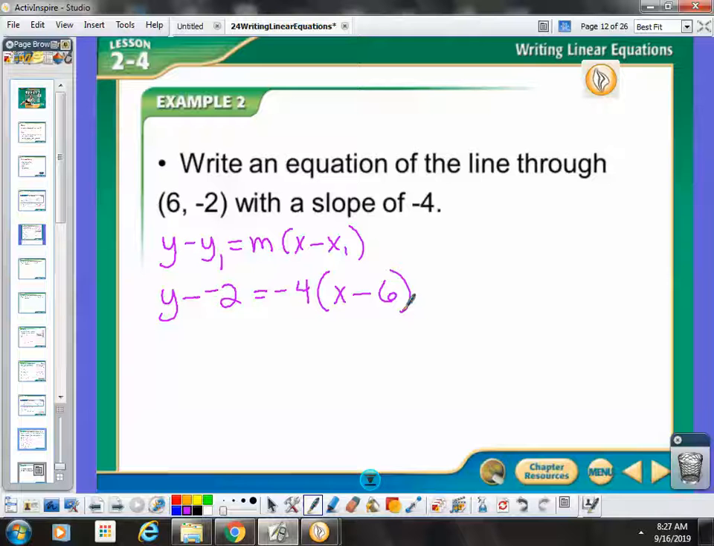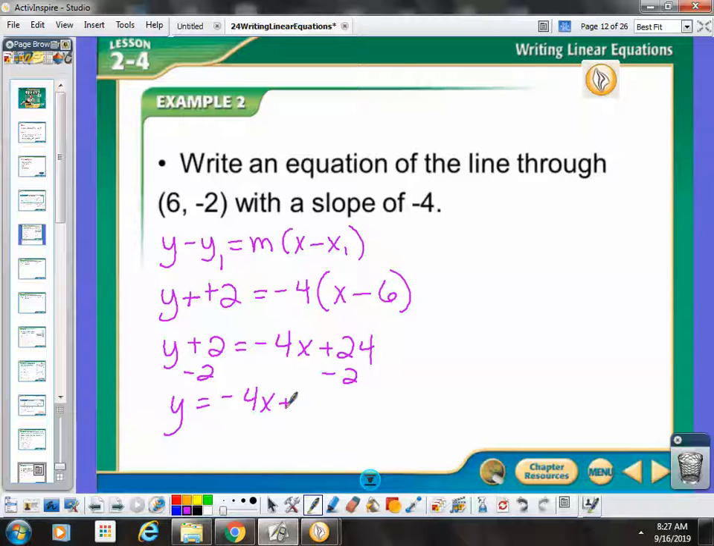Okay, just simplify. We have y plus 2 there on the left, equals, I'm going to distribute the -4 on the right. So -4x plus 24. We can subtract 2, so y equals -4x plus 22.